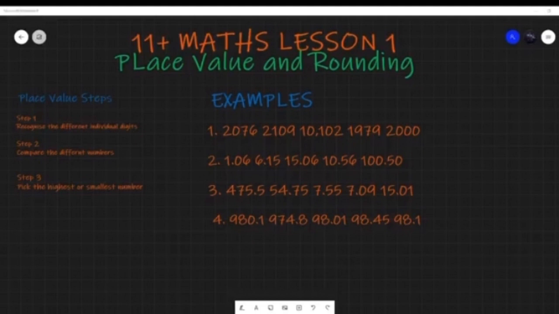Today we're going to be looking at place value and rounding. These are some of the easier topics in the 11 Plus Maths GL and CEM syllabus. We're going to be going through some key techniques needed to master these questions in the exam.